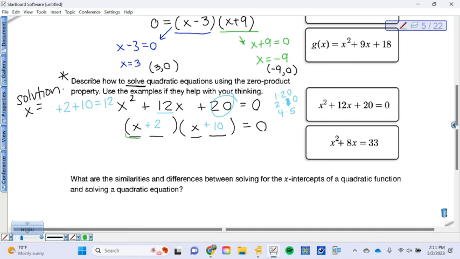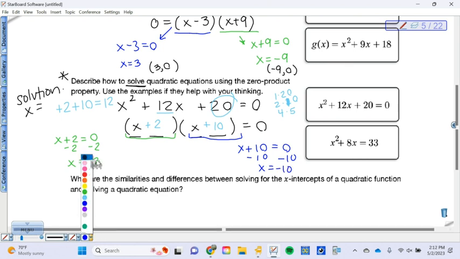So again, I have to make sure that x plus 2 could equal 0 and also x plus 10 could equal 0. If x plus 2 equals 0, what does x have to be? Negative 2, right? If I subtract 2, x equals negative 2. And if x plus 10 is 0, what does x have to be? Negative 10. So x equals negative 10. And that's our answer for this one.